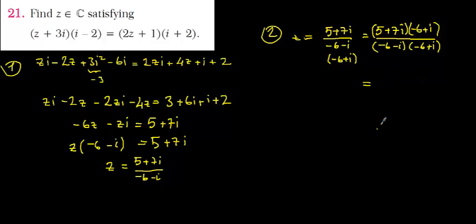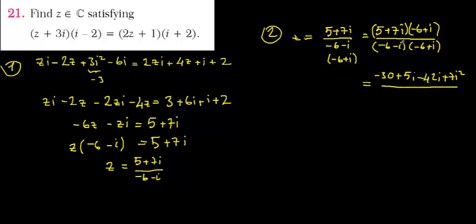This is going to be equal to, we have to multiply one by one each term here. 5 times minus 6 is equal to minus 30. 5 times i is equal to plus 5i. 7i times minus 6 is equal to minus 42i. 7i times plus i is equal to plus 7i squared.